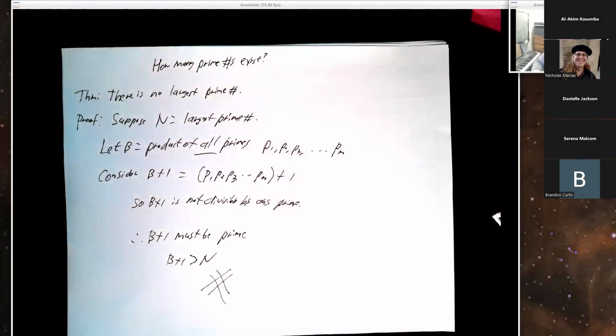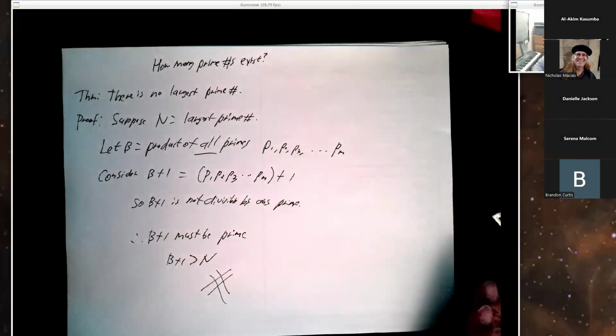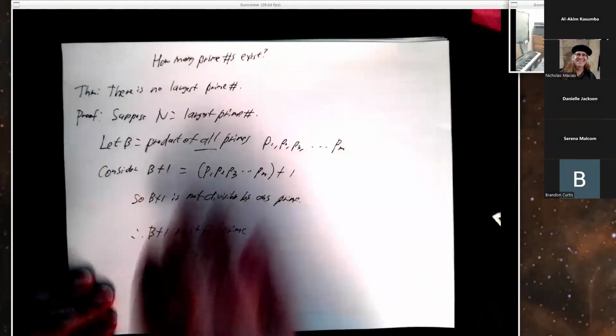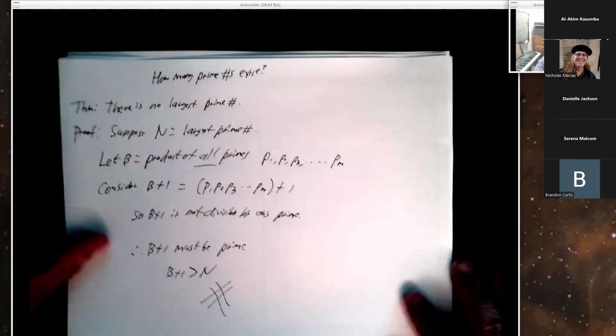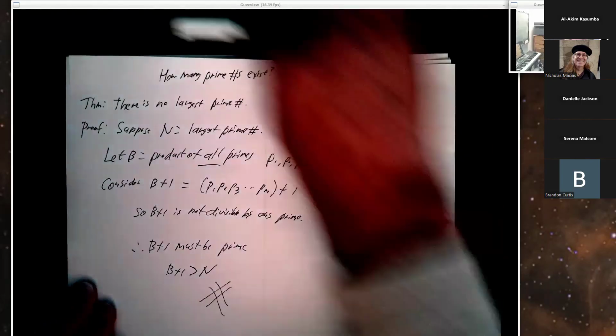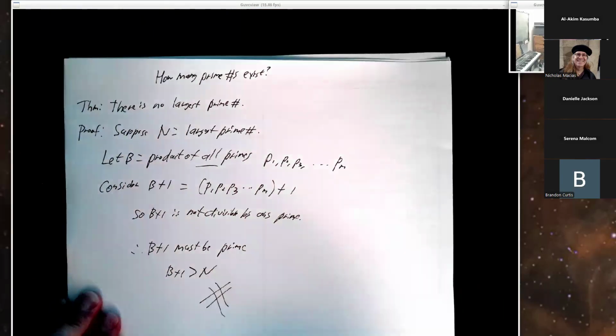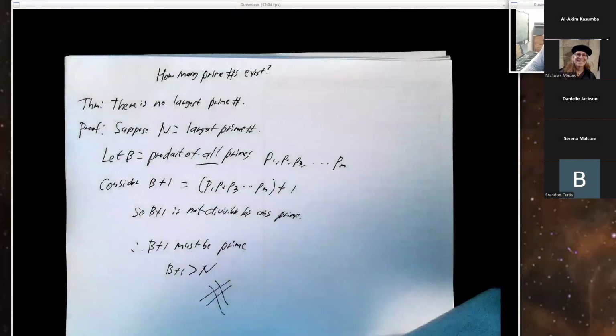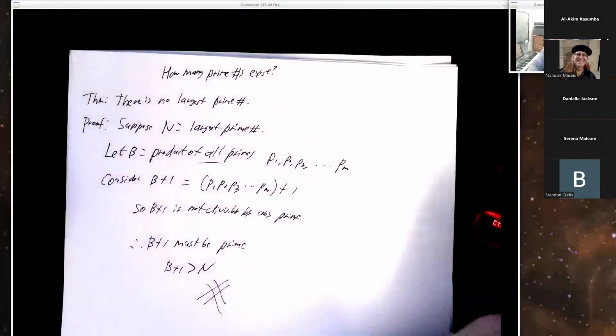So the Greeks knew this, right? This was how they figured out that there were an infinite number of primes. And it's a nice proof by contradiction. A direct proof of this is much harder. But showing that something absurd happens if the opposite is true forces you to conclude that the opposite is not true.